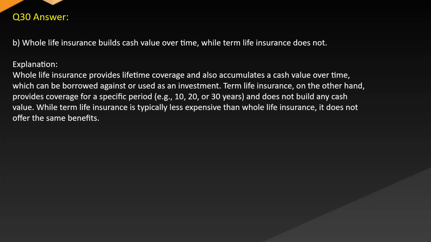Explanation: Whole life insurance provides lifetime coverage and also accumulates a cash value over time, which can be borrowed against or used as an investment. Term life insurance, on the other hand, provides coverage for a specific period, e.g. 10, 20, or 30 years, and does not build any cash value. While term life insurance is typically less expensive than whole life insurance, it does not offer the same benefits.